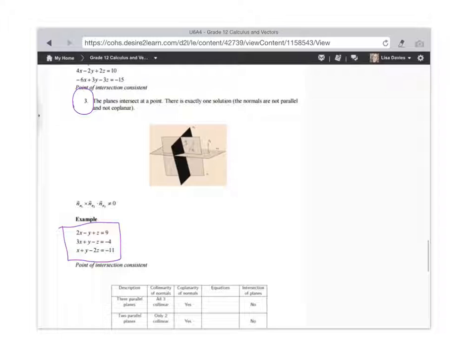So anytime that you get a consistent solution, it's going to result in a solution or solutions for the system of 3 planes. So I hope that that helps understand or explain that.